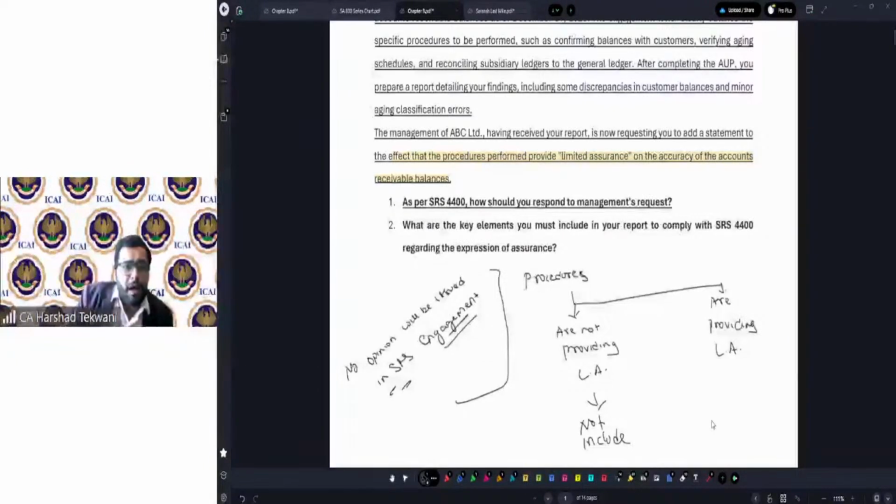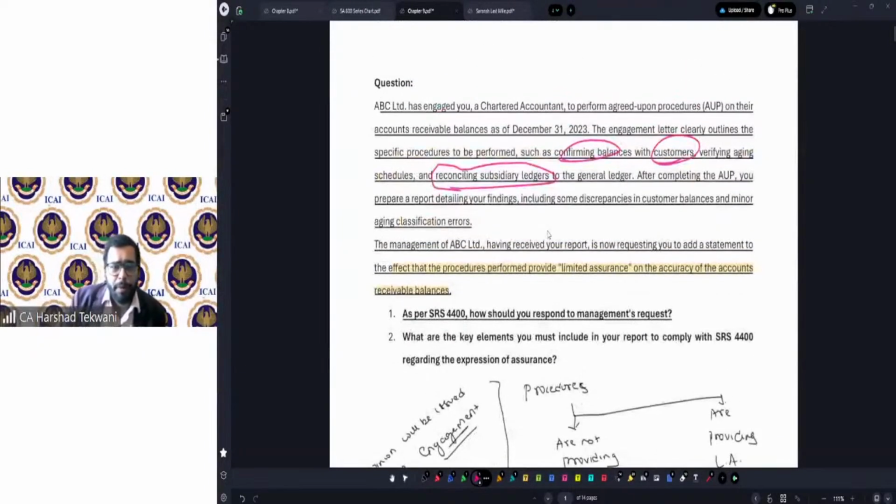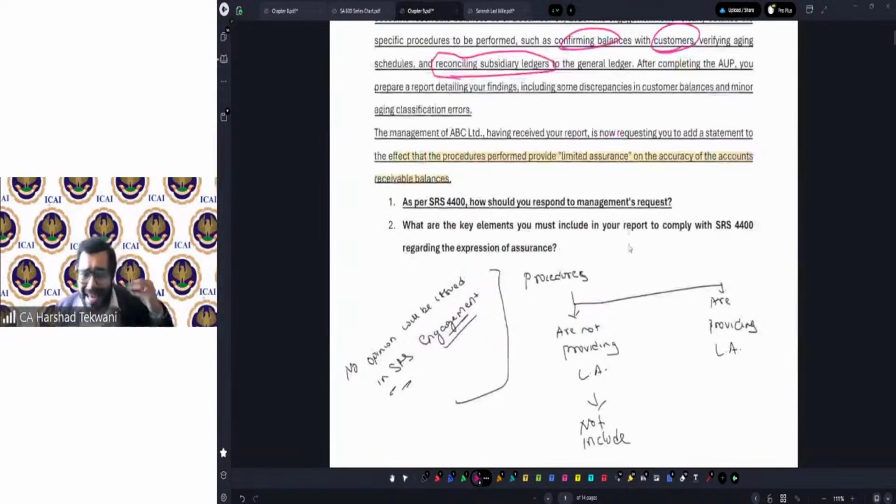Let's say, for example, confirming balances with customers, reconciling subledgers, then sending confirmations to the customers for verifying the aging schedule. Let's say in actuality it is providing some limited assurance. Then what will you do? Let's say the procedures that you performed are in actuality providing some limited assurance. Then will you include that? Not a reasonable assurance, let's say some limited assurance is being provided by that particular one. If yes, then yes. If no, Rakesh, then why no?